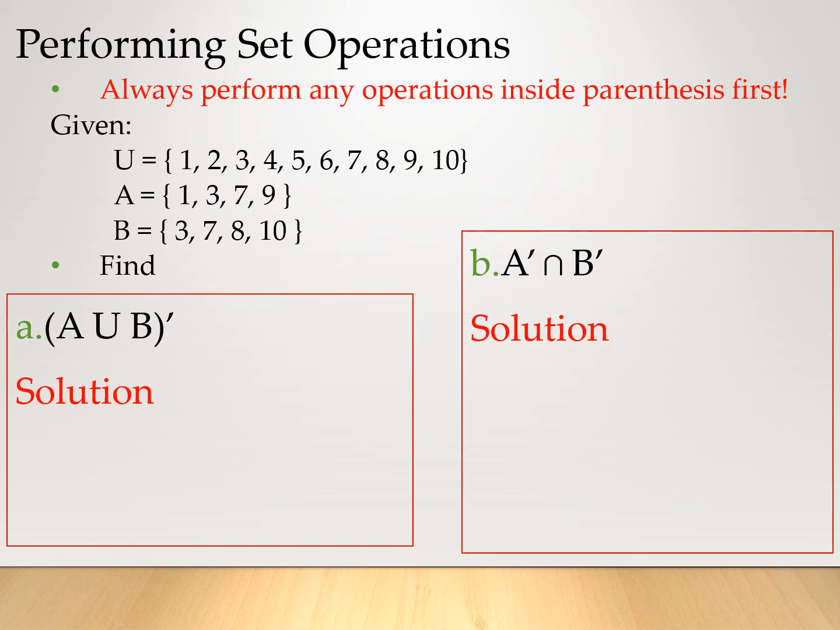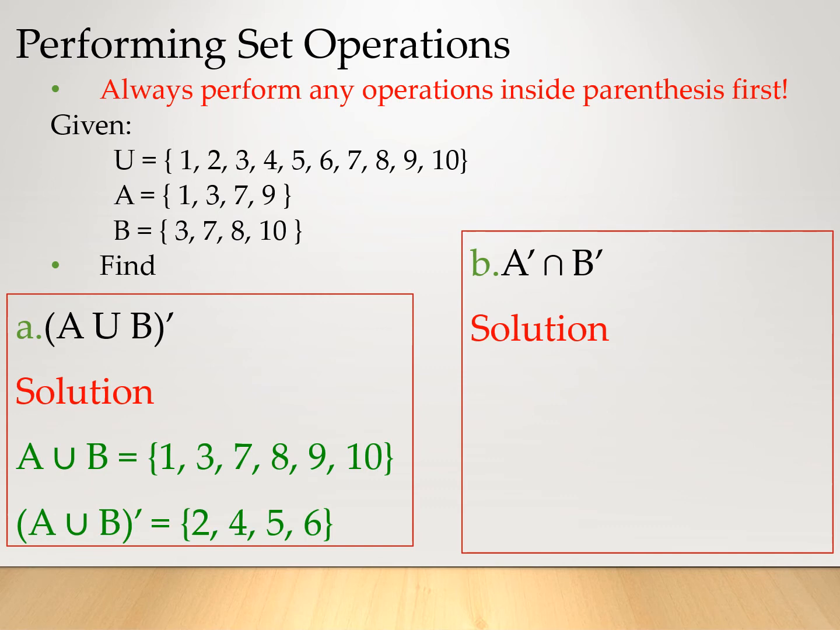So if we have the given universal set equals {1, 2, 3, 4, 5, 6, 7, 8, 9, 10}, and we have set A equals {1, 3, 7, 9}, set B equals {3, 7, 8, 10}, we are going to find (A union B) prime. For the solution, first we are going to have A union B, which is equal to {1, 3, 7, 8, 9, 10}. And then we can have (A union B) prime, which is equal to {2, 4, 5, 6}.